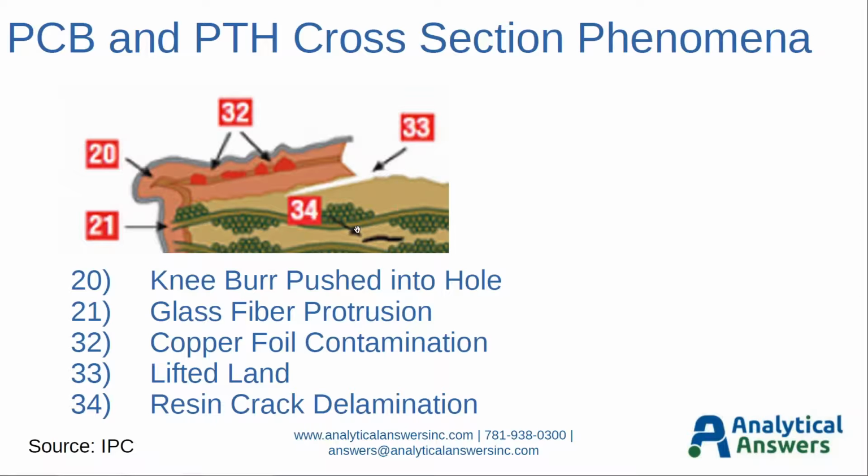And then the last phenomenon we're going to talk about is this resin crack delamination. That's number 34, and that's right here. And that's just a crack or delamination that's occurred in the resin-rich region of the PCB laminate material.